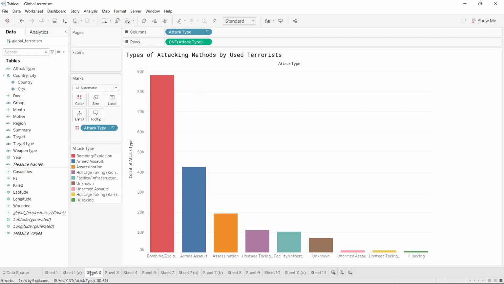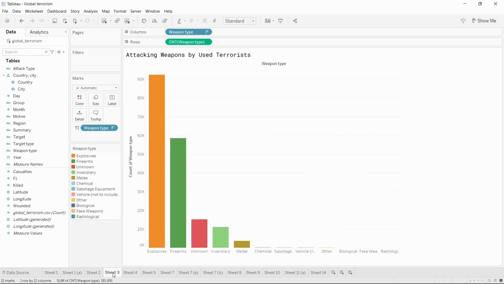The most used attack methods by terrorists seem to be bombing, then armed assault, then assassination, and similarly others. And most of the weapons used by terrorists for these activities were explosives, firearms, some unknown, and incendiary, etc.